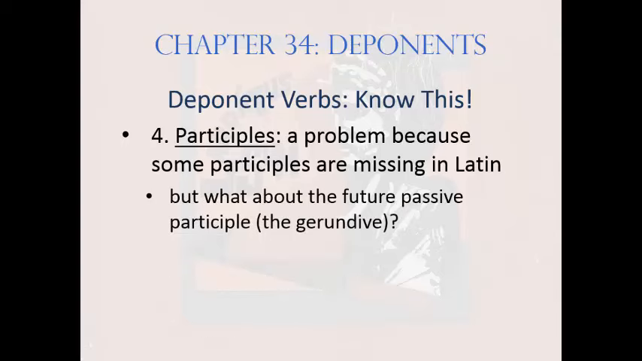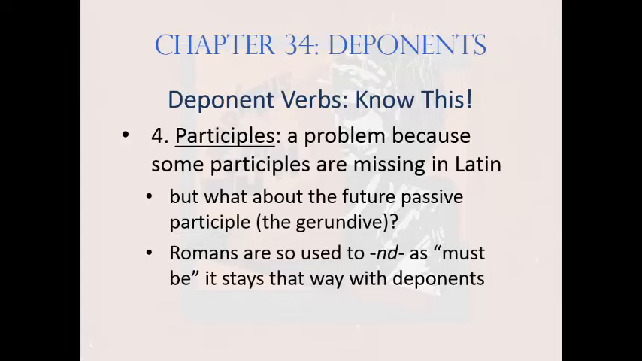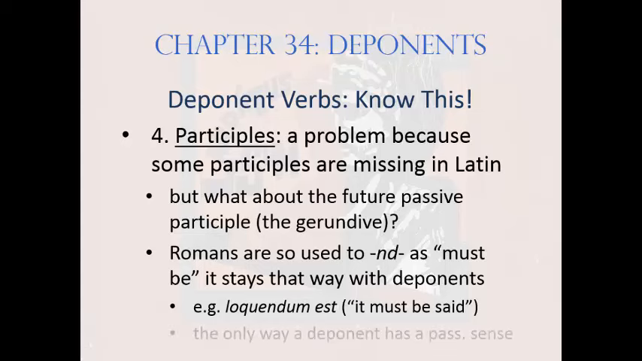So what about the future passive participle, the gerundive, that form used in passive periphrastics, the one that means must be? Does it go active too? No, it can't. It's too deeply connected to must be. -nd- and must be, they go hand in hand. So, loquendum est? It must be said. Or to put it another way, the passive periphrastic rule overrides the deponent rule. So, it's passive in form, passive in meaning. The only way to have a passive sense with the deponent verb. Whew, participles, that was complicated.